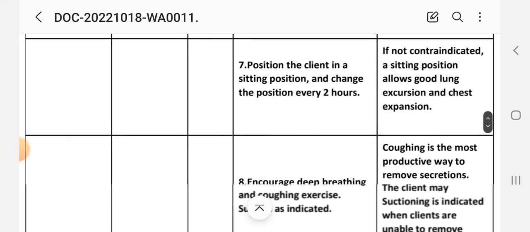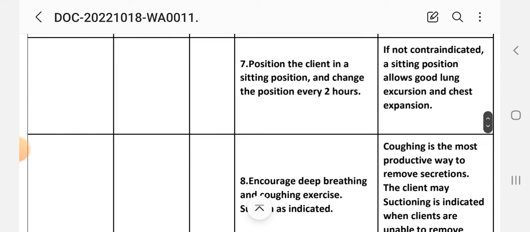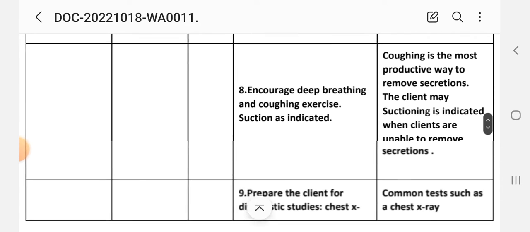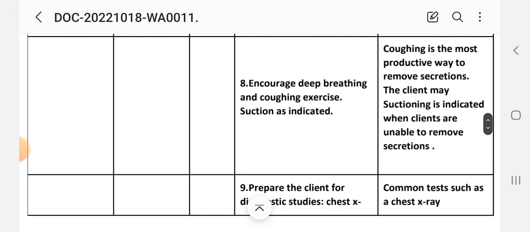Next, seventh intervention, position the client in a sitting position and change the position every 2 hours. If not contraindicated, a sitting position allows good lung excursion and chest expansion. Next, number 8, encourage deep breathing and coughing exercise. Suction as indicated. Coughing is the most productive way to remove secretions. Suctioning is indicated when clients are unable to remove secretions.